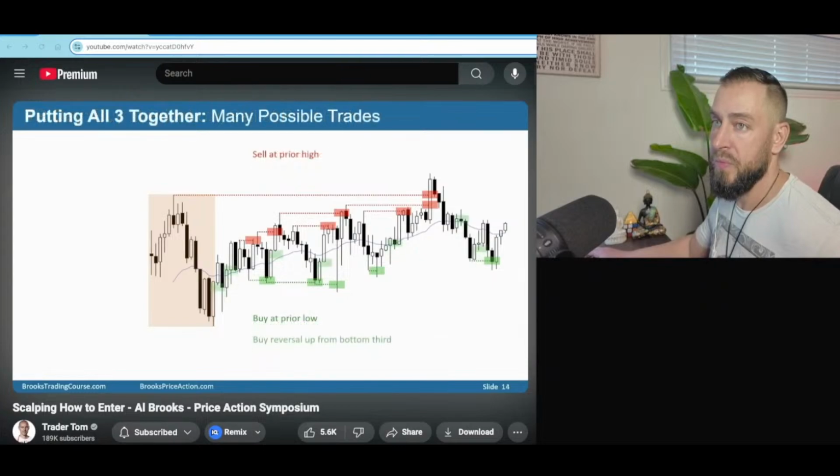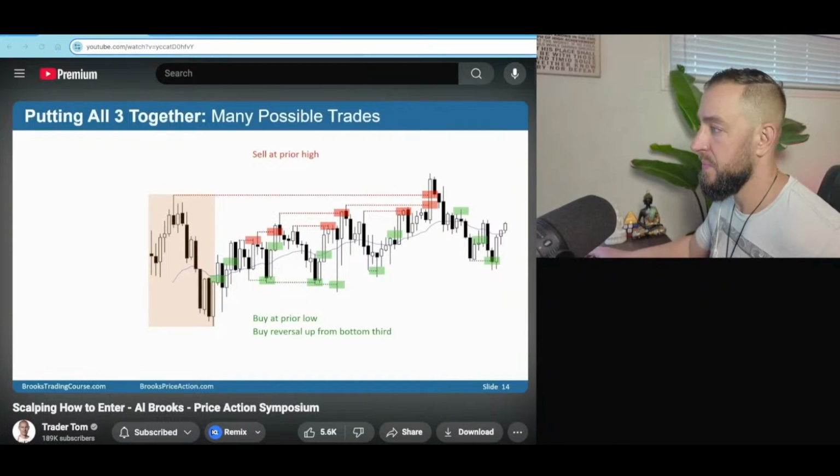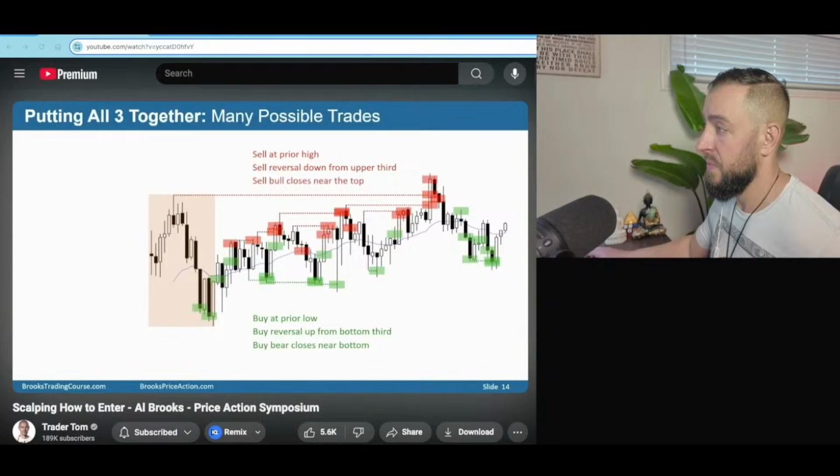If you put it all together, there are a lot of opportunities to buy. You buy at a prior low, you buy a reversal up from the bottom third, you sell at a prior high, you sell a reversal down from the top third, you buy bear closes near the bottom, you sell bull closes near the top. Lots and lots of opportunities to make money.